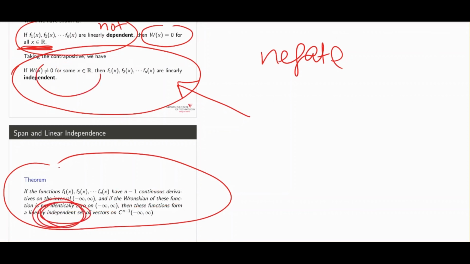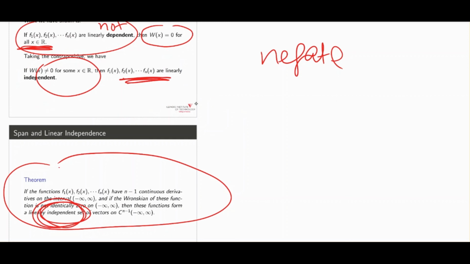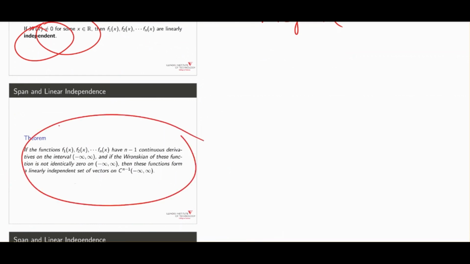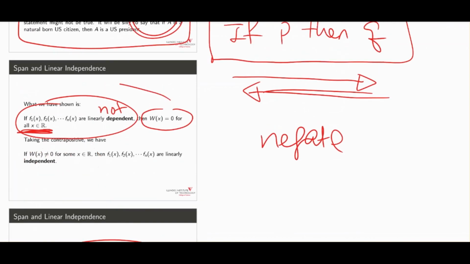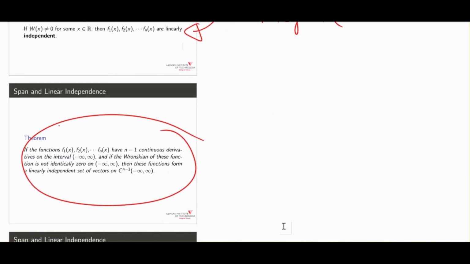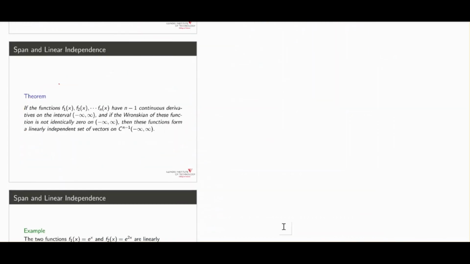So Wronskian not equal to 0 for some x is already enough to imply that all these functions here are linearly independent. So this is a useful direction. We didn't prove it that way. We proved this and took the contrapositive. I'm also trying to explain what contrapositive is. This is something that if you are in computer science, you should have seen before. So let's look at how we apply them.